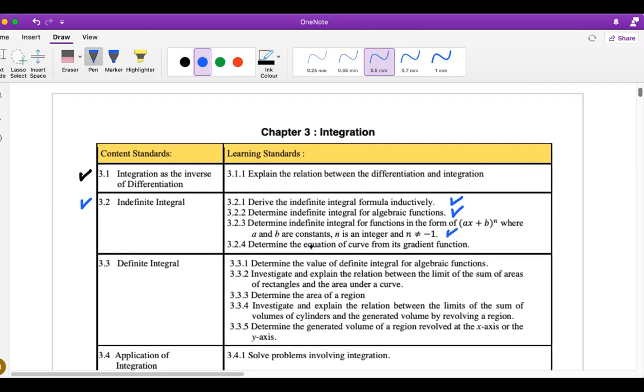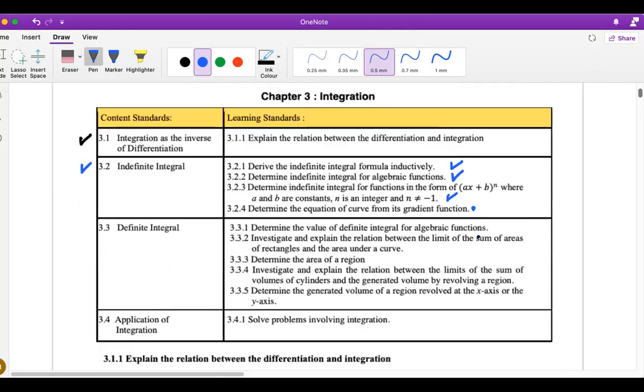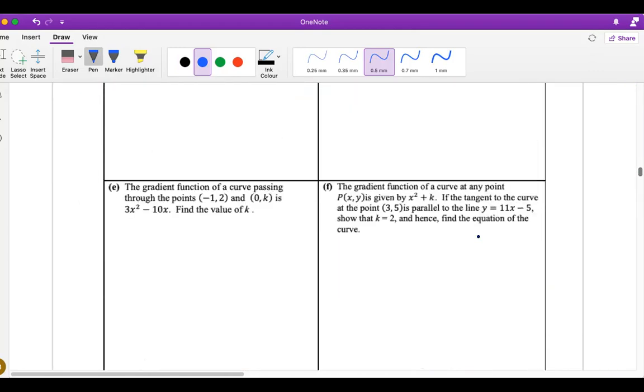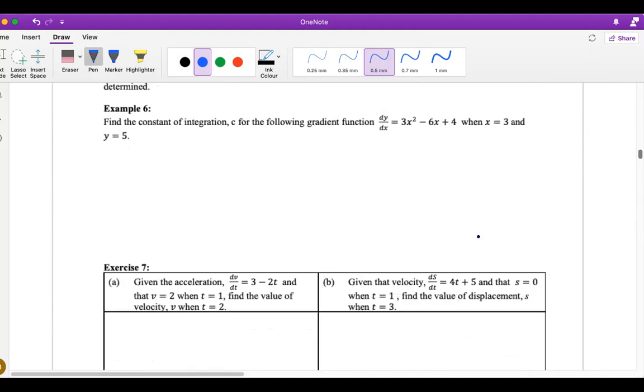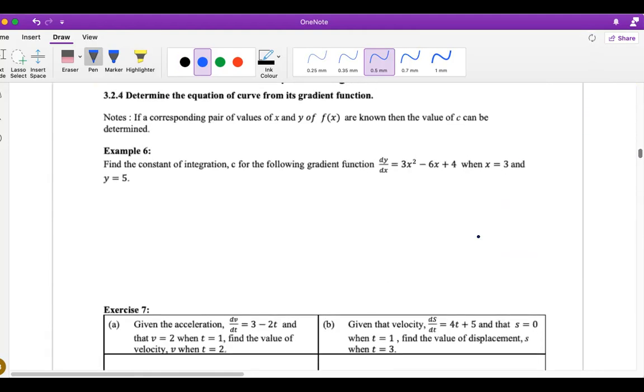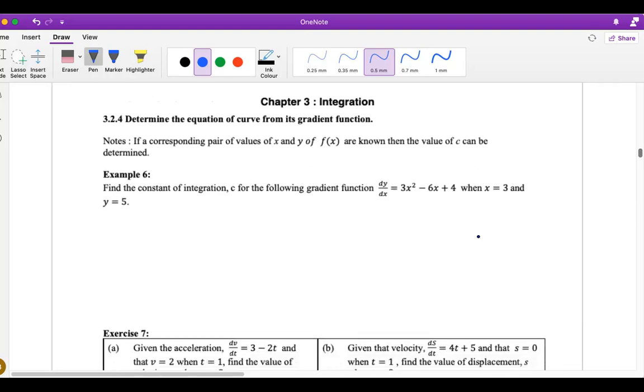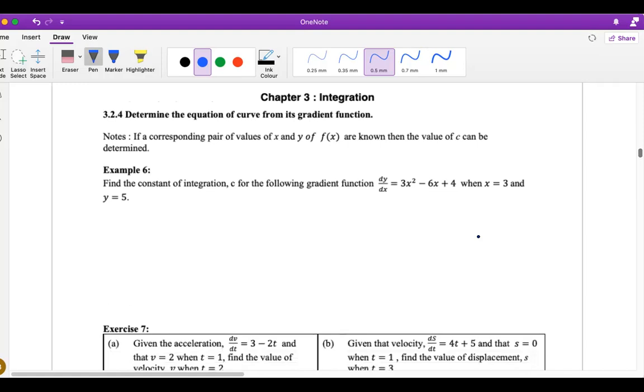substitution method. So today we're going to learn about how to determine the equation of the curve from its gradient function. Although this is a very small part of the integration, the question always asks in SPM. So how to determine the equation of the curve from its gradient function? So you already know if dy/dx equals the function f prime x, this is called the gradient function.